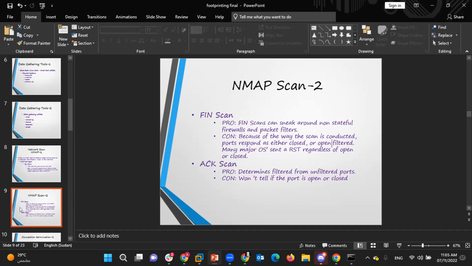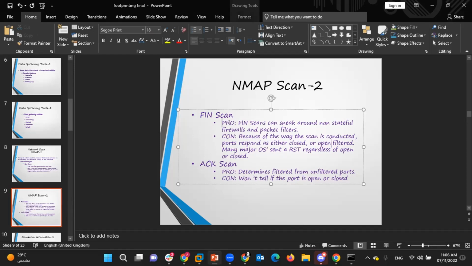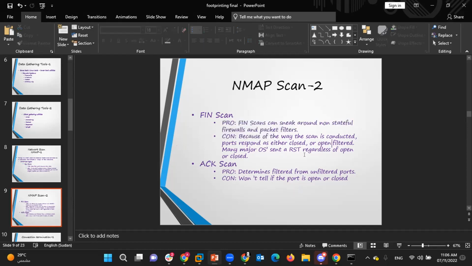Okay, SYN or FIN scan. The FIN scan advantage is that it can sneak around non-stateful firewalls and packet filters.